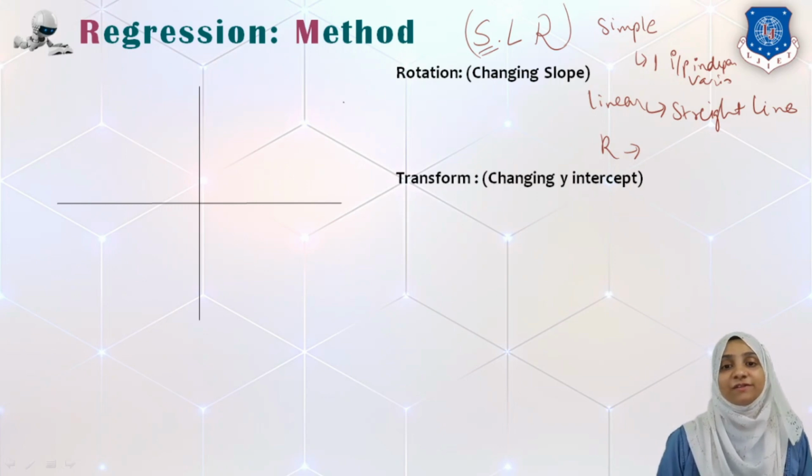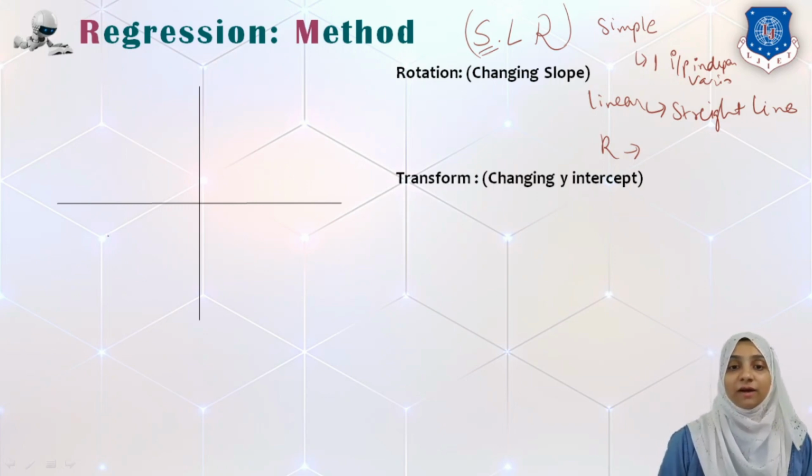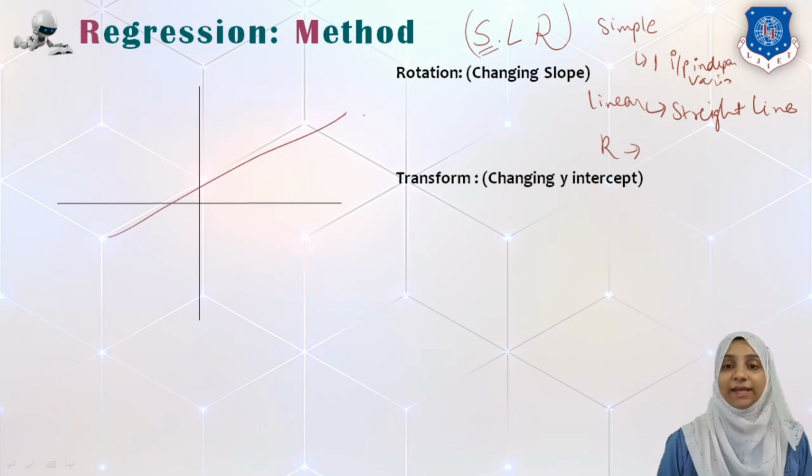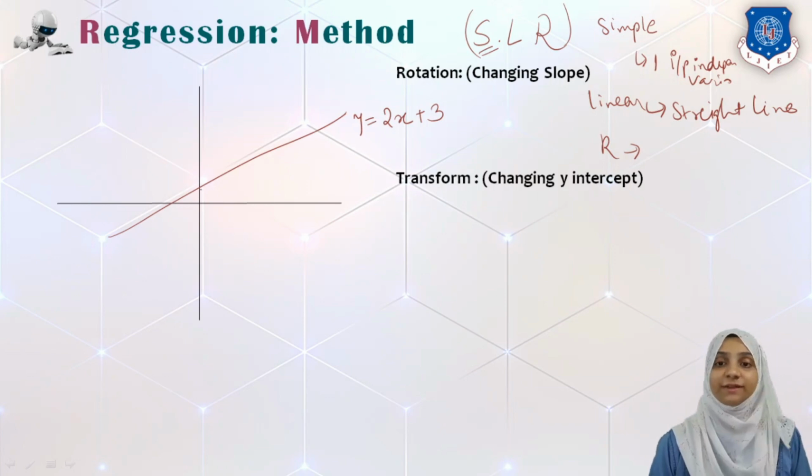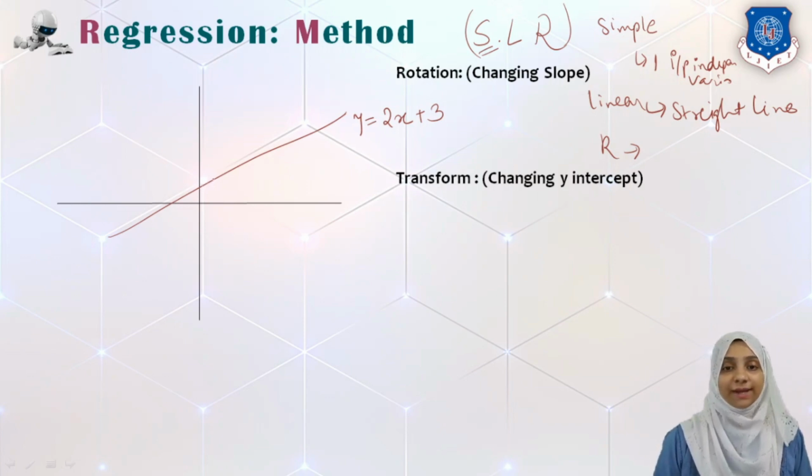So let us see how to fit a particular model to a set of given data points. For that, we first need to understand the equation of a line that we have already done. Say, for example, this is my line, and it is represented as y is equal to 2x plus 3. So the slope here is 2 and the y-intercept is 3. And we have to take this line so that it gets fitted to this particular given point.